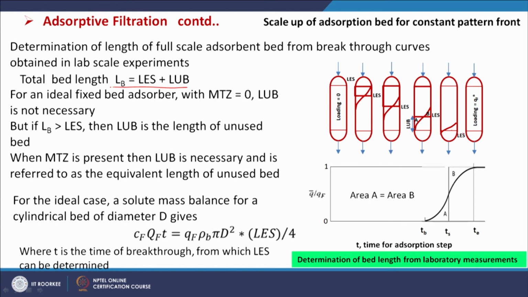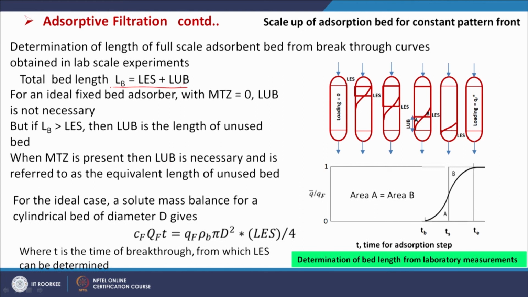So, if we divide the total length by this Ts, that will be the front head speed. Okay. So, that concept we will be using to find the value of LUB. As LB equals LES plus LUB, and if it is an ideal condition, LUB is equal to 0. But if it is not ideal conditions, if there is any mass transfer zone, in that case LUB has to be calculated.